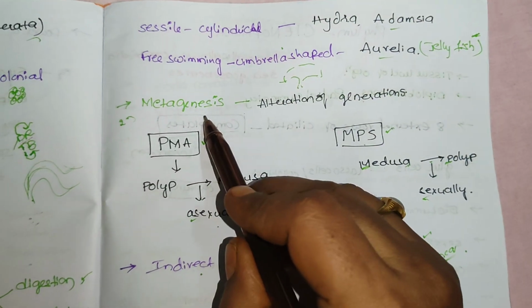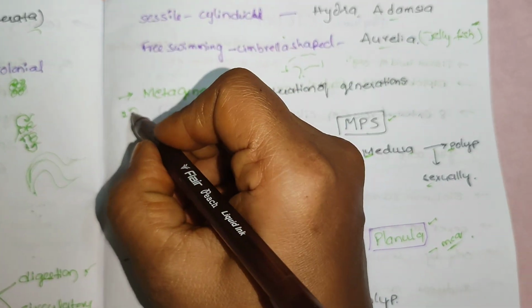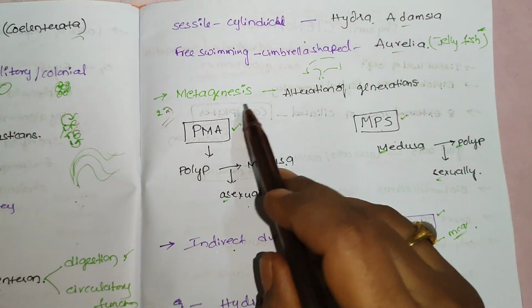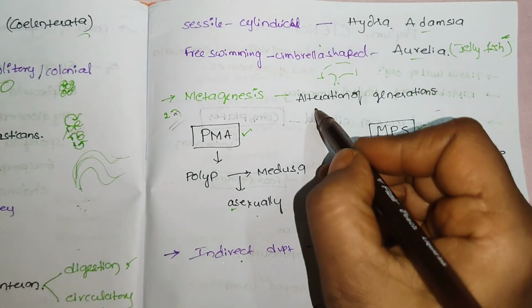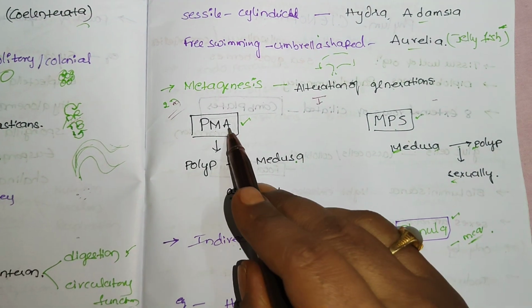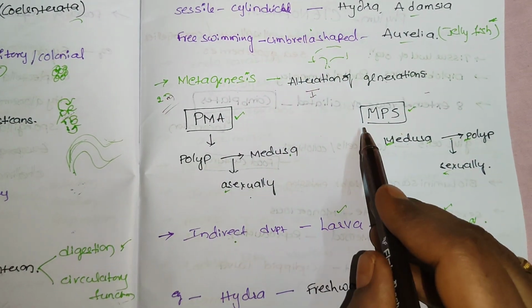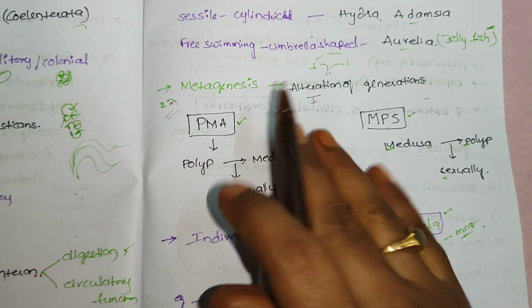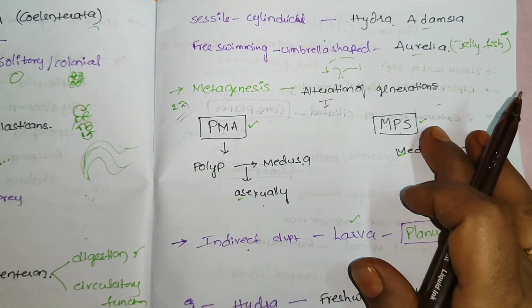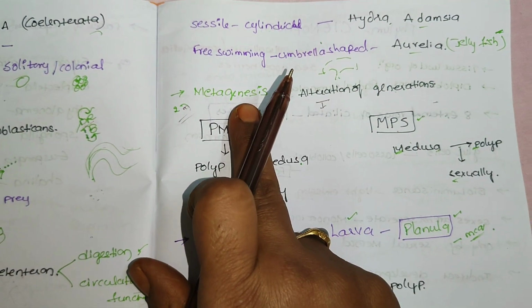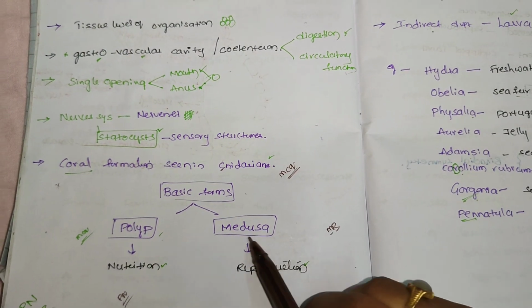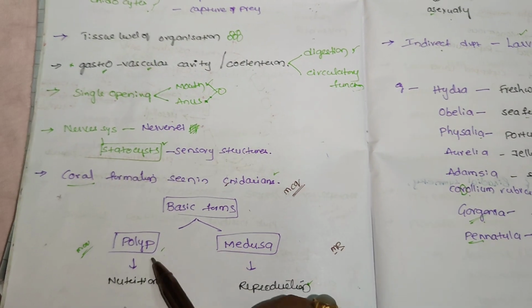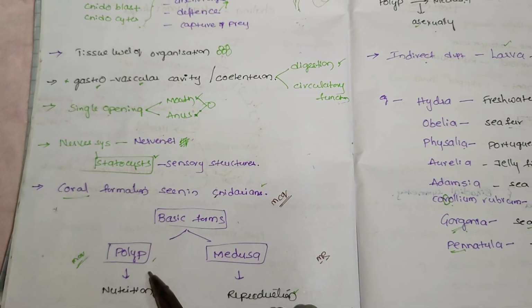And metagenesis is very important for the 2 marks. Metagenesis means alternation of generation. Alternation means changes. Polyp converts into medusa, medusa converts into polyp. That is the alternation, that is the change. The process is called metagenesis. We have two basic forms, right? These two basic forms alter, that means change, polyp into medusa, medusa into polyp.